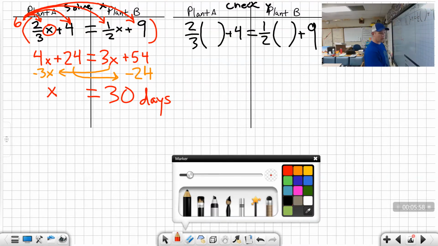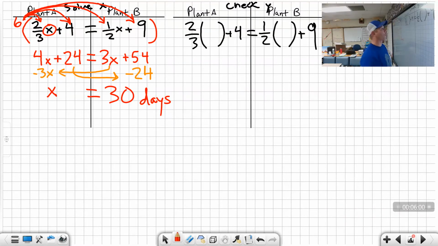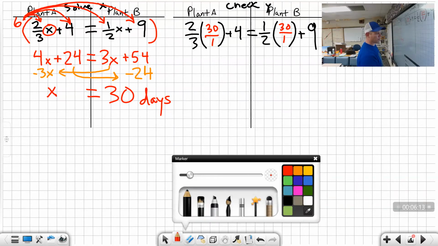And what I'm going to do is I'm going to take my answer, 30. I'm going to go ahead and make this a fraction just so that, when you're multiplying fractions, I like to keep everybody with a numerator and denominator. And let's go ahead and do the math.